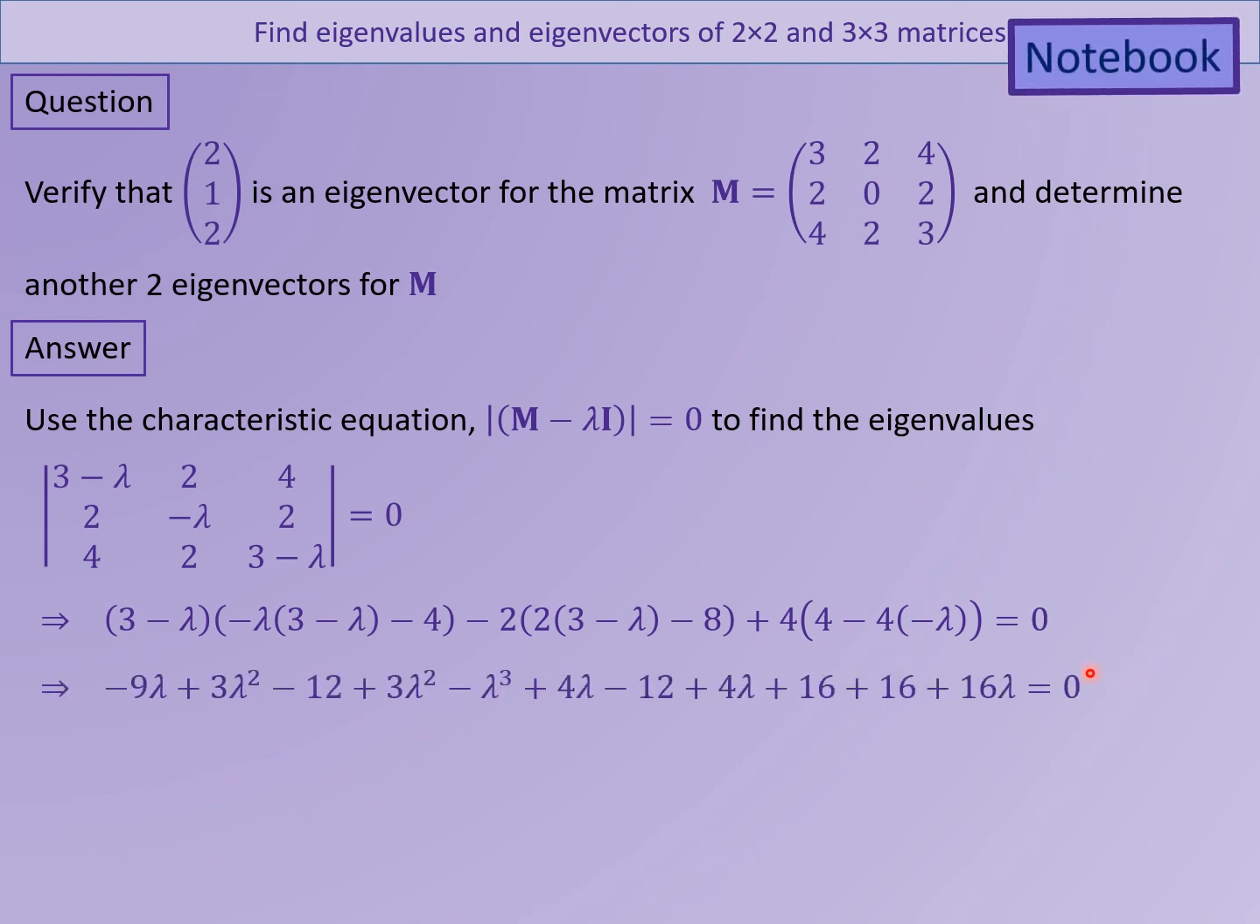I've simplified it slightly there by expanding all the brackets. It looks like a right mess. So let's sort out some of this algebra. We can see we've got some lambda squares, lambda cubes. It's no surprise it goes to lambda cubed. You're going to get 3 answers out. I've rearranged it onto the other side just to make it positive.